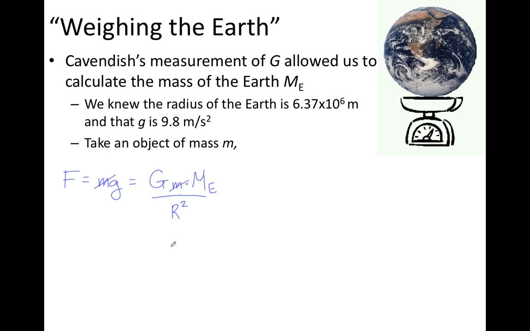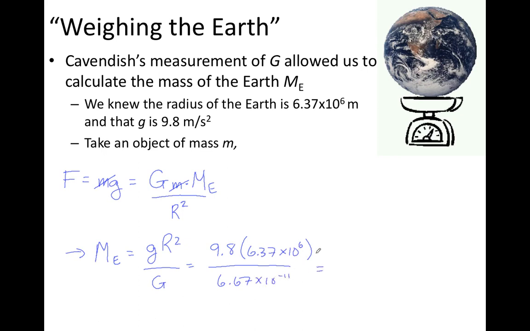The mass of the object is going to cancel out, and from the remaining four variables, we can rearrange this for the mass of the Earth. The mass of the Earth will be little g, gravitational acceleration, times the radius of the Earth squared, divided by big G. And if we take all of these values using standard units, we end up getting an accurate calculation for the mass of the Earth.